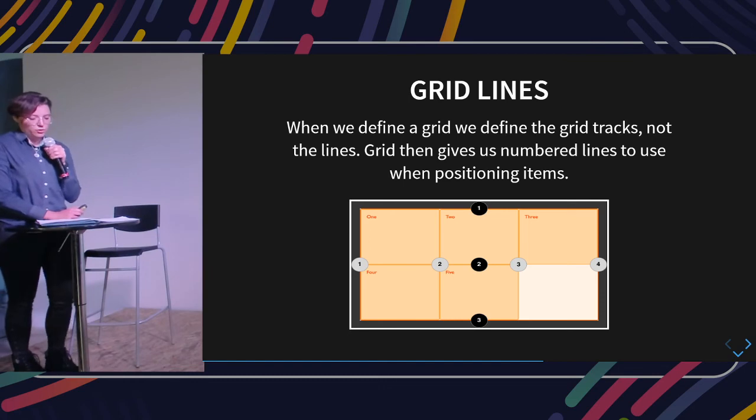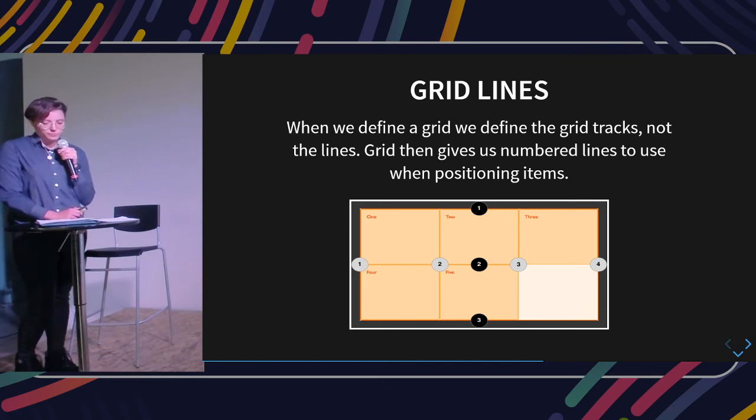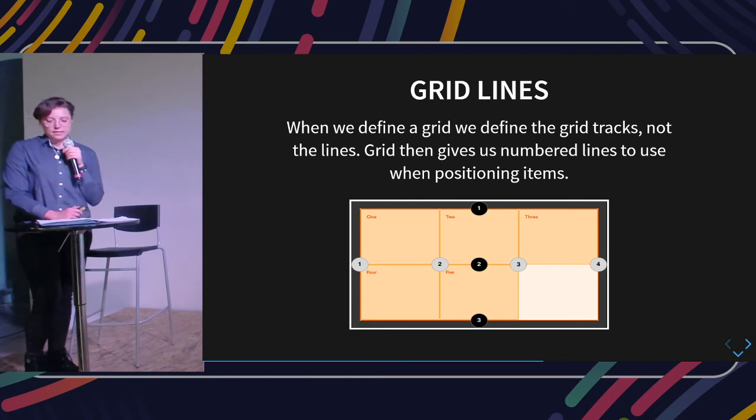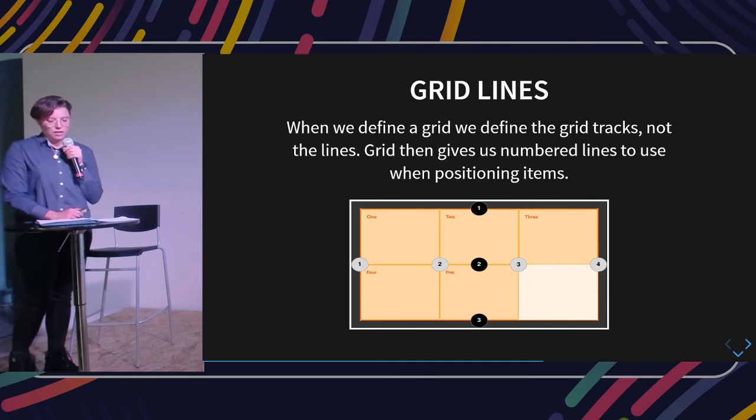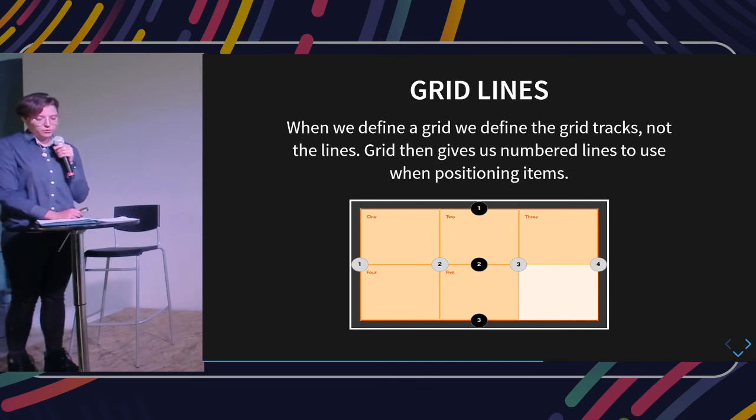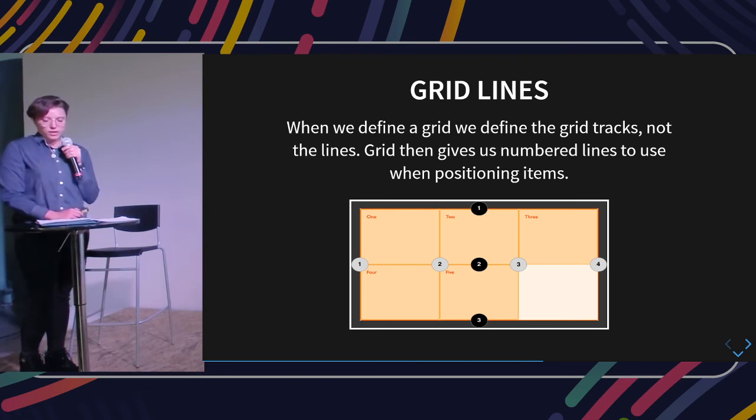When we define the grid, we define the grid tracks, not the lines. Grid then gives us numbered lines to use when positioning items. In a 3-column and 2-row grid, we have 4 column lines and 3 row lines. Lines are numbered according to the writing mode of the document. And also lines can be named.